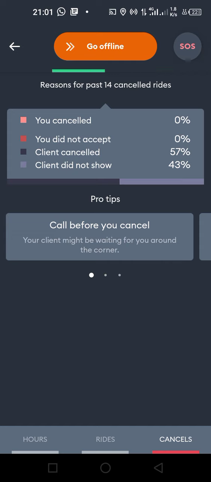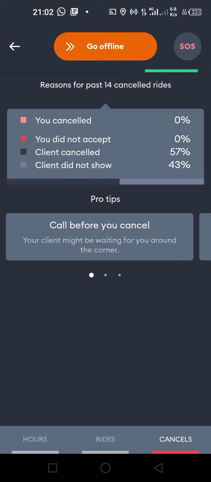You didn't accept, 0%. This is what I was talking about, the declining. If you don't accept any trip, it comes there. And if you accepted and cancelled immediately without getting to the passenger's pickup point before cancelling, it will also show. Client cancelled 57%. So it will be based on your ride history.